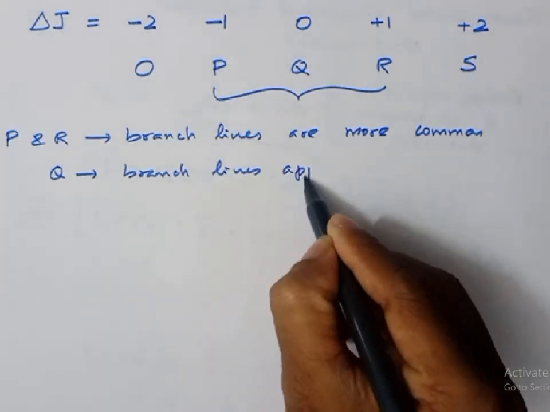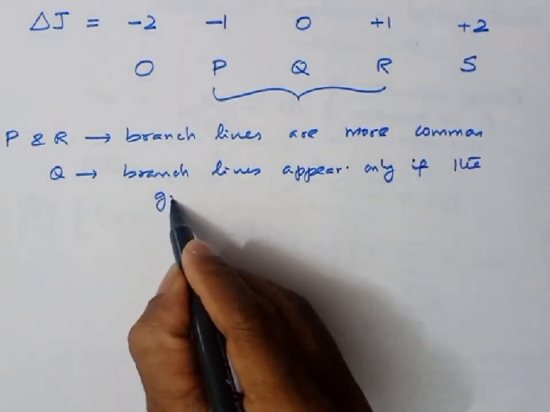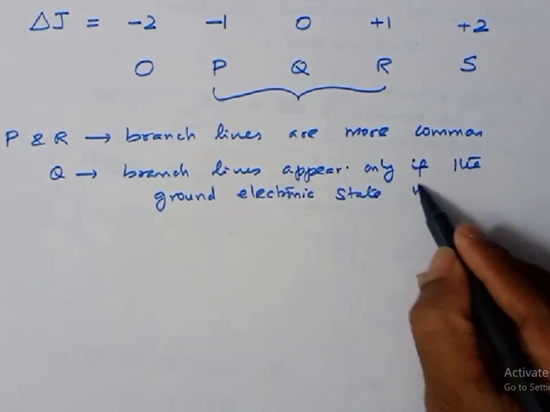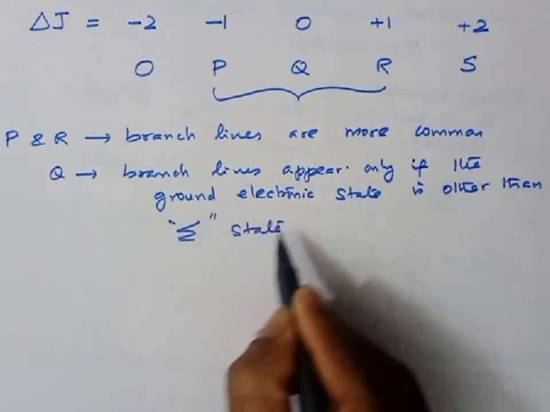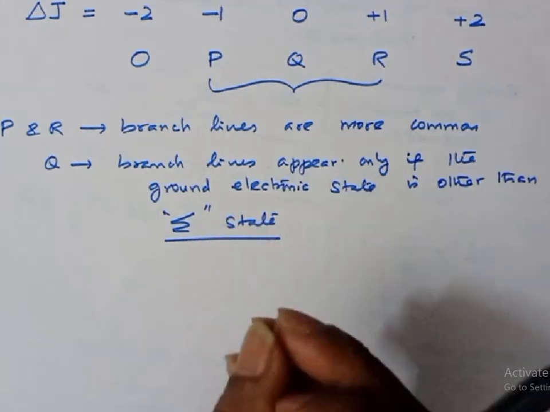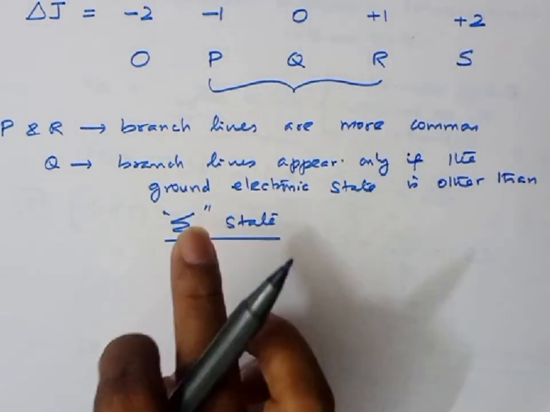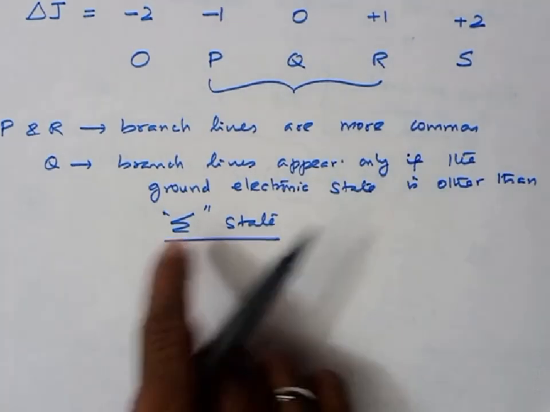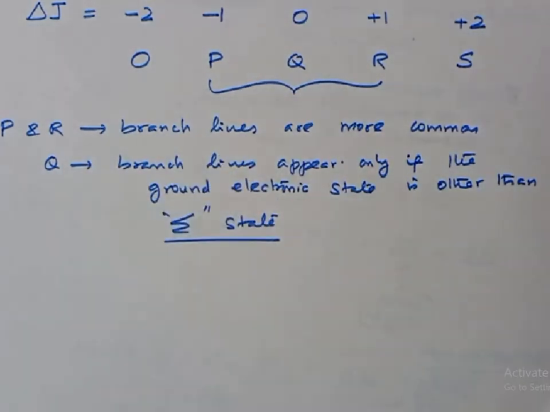Q branch lines appear only if the ground electronic state is other than sigma state. Students, observe carefully. I taught you how to identify the term symbols for a diatomic molecule. If the ground electronic state is sigma state, then we'll never discuss the Q branch line. If the ground electronic state is other than sigma state, then only we talk about the Q branch line.